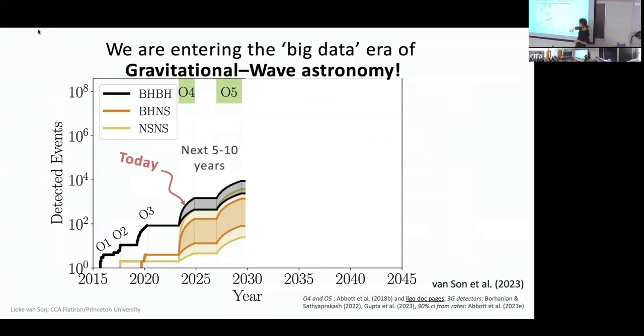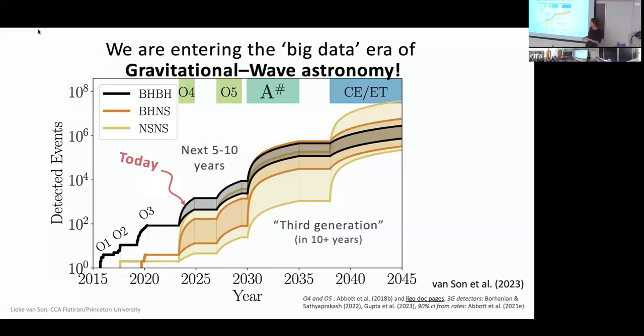But if you plot the prediction, given the current rate of the number of systems that we will get in the future, we are indeed tripling-ish the current size of the catalog. But with next generation or third generation detectors, however you want to call them, we're going to go to tens of thousands to even millions of detections per year.